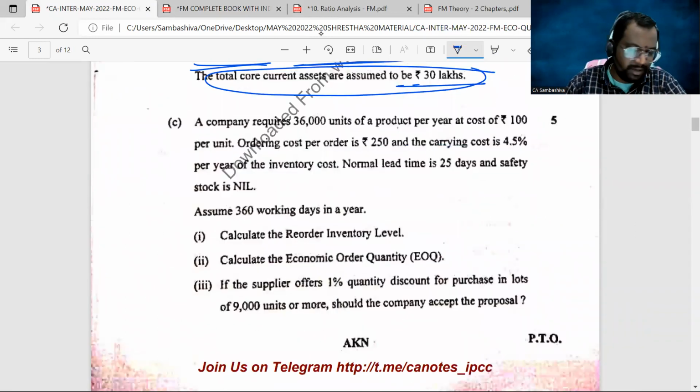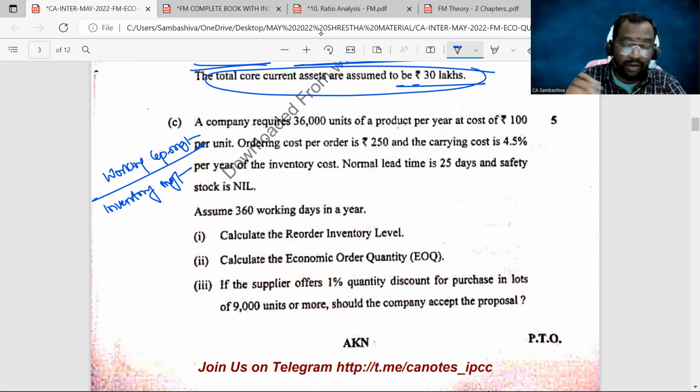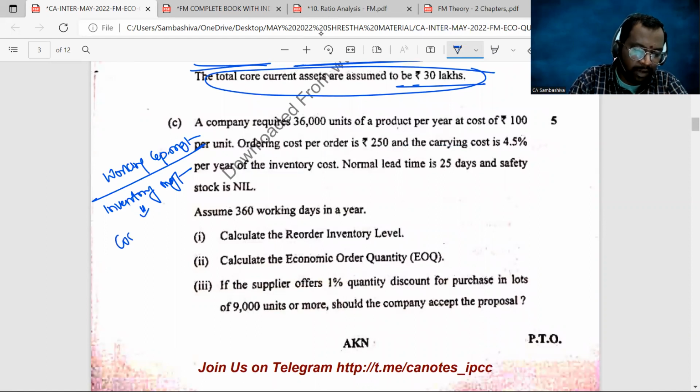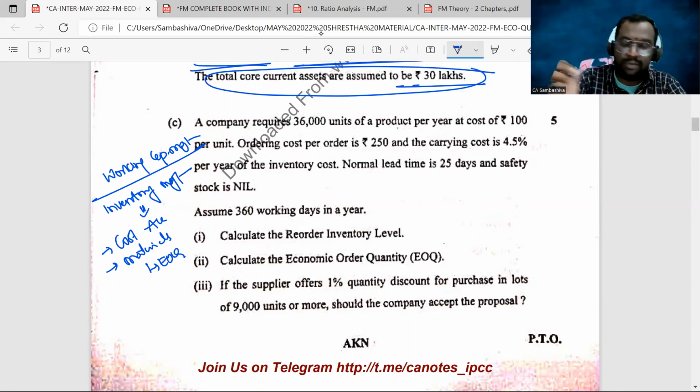Next, 1C. Frankly speaking, this problem is also from the chapter working capital management. In working capital management, there is a concept called inventory management, and frankly speaking, we have not discussed inventory management in this chapter. Because inventory management, you will discuss in your cost accounting subject under the chapter materials costing. In materials costing, you have a concept called EOQ, economic ordering quantity. The same concept we have again under the chapter working capital management with the title inventory management.